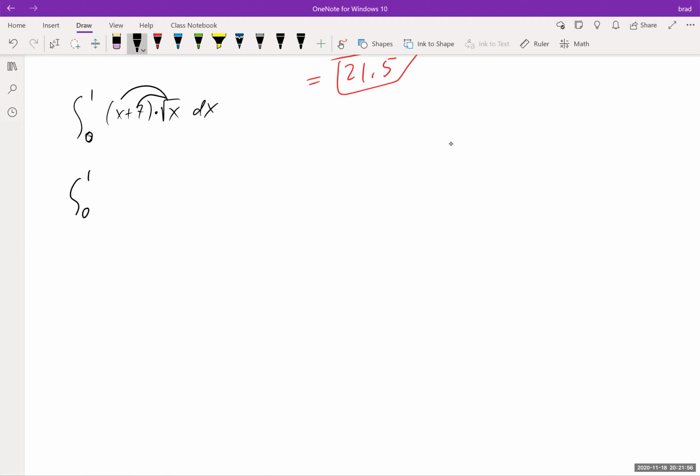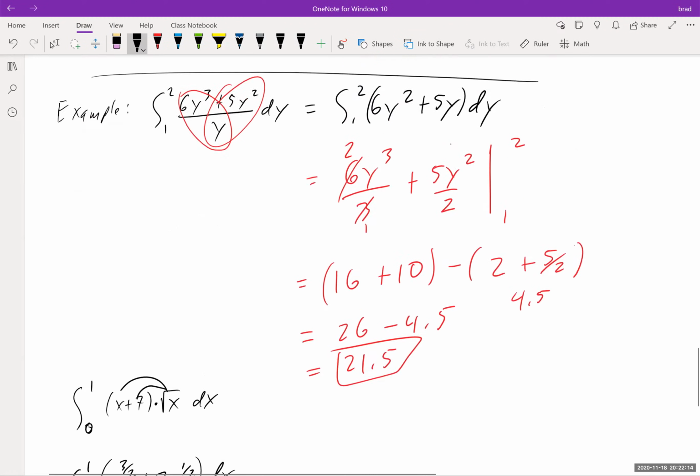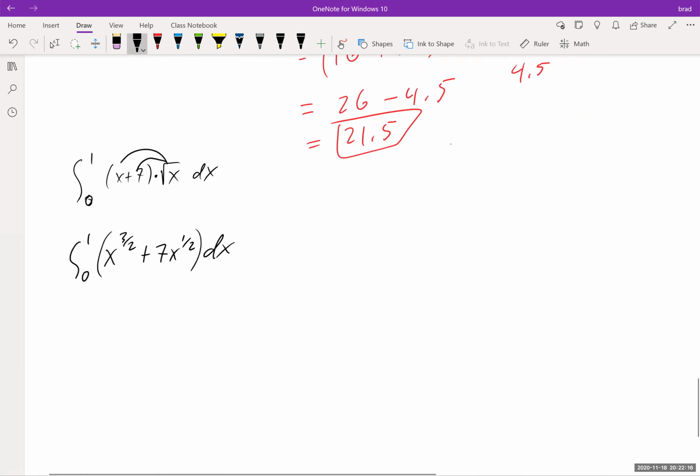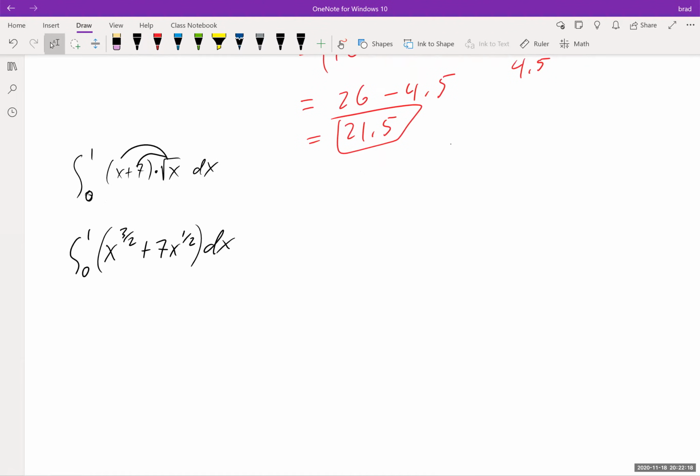Since I can't use the product rule, or we haven't learned how to undo the product rule, I'm just going to distribute. So this will be x to the 3 halves times 7x, oops, not times, plus 7x to the 1/2 dx. And do not forget to write the dx, okay? You need it on these problems. It's part of the notation, but it also will come in handy in u substitution. Okay, so now we integrate.